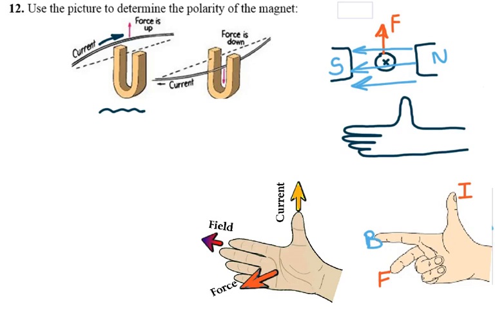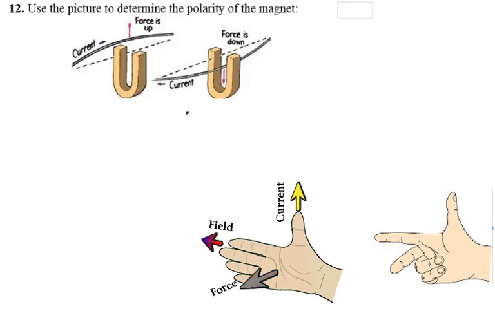So the current is going into the page, the magnetic field lines are pointing in the direction of the fingers, and then the force is going to be up. If I place my hand parallel to the ground, that's what it's going to look like. And when I say up, it's out of my palm. So the top of my hand faces down, and the palm is facing up, and I will get the force acting up.